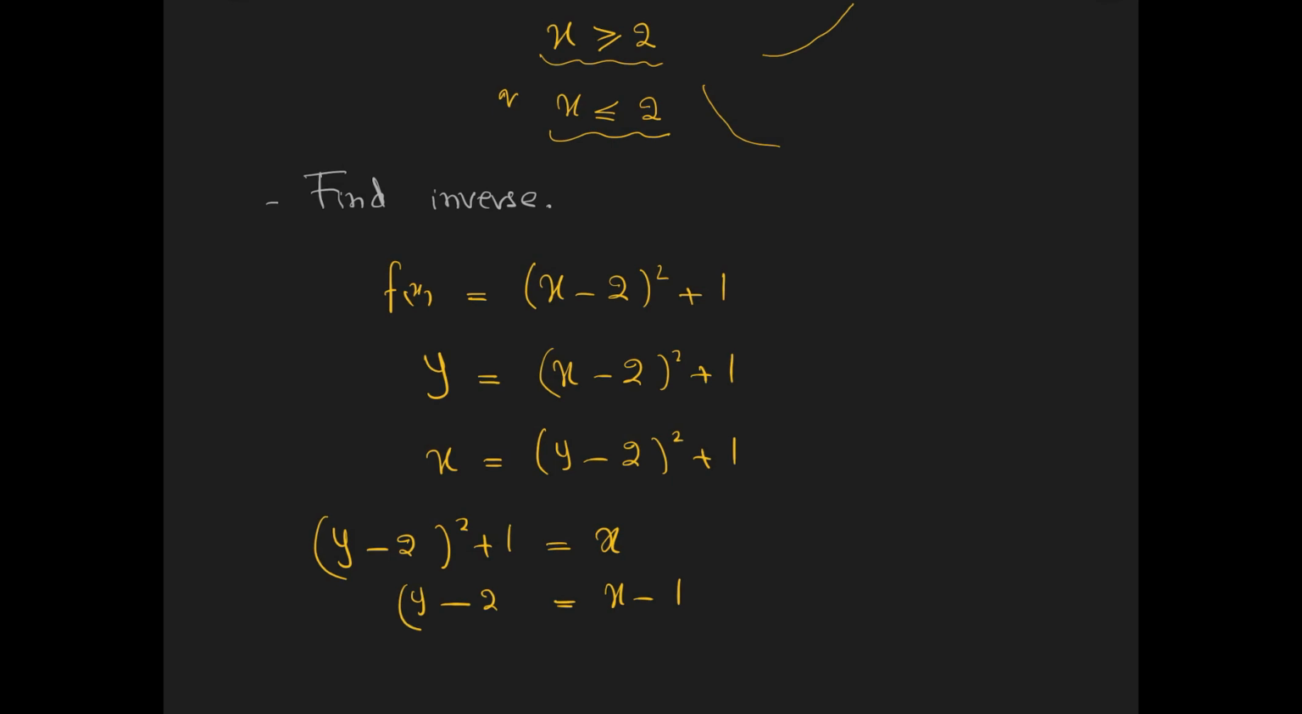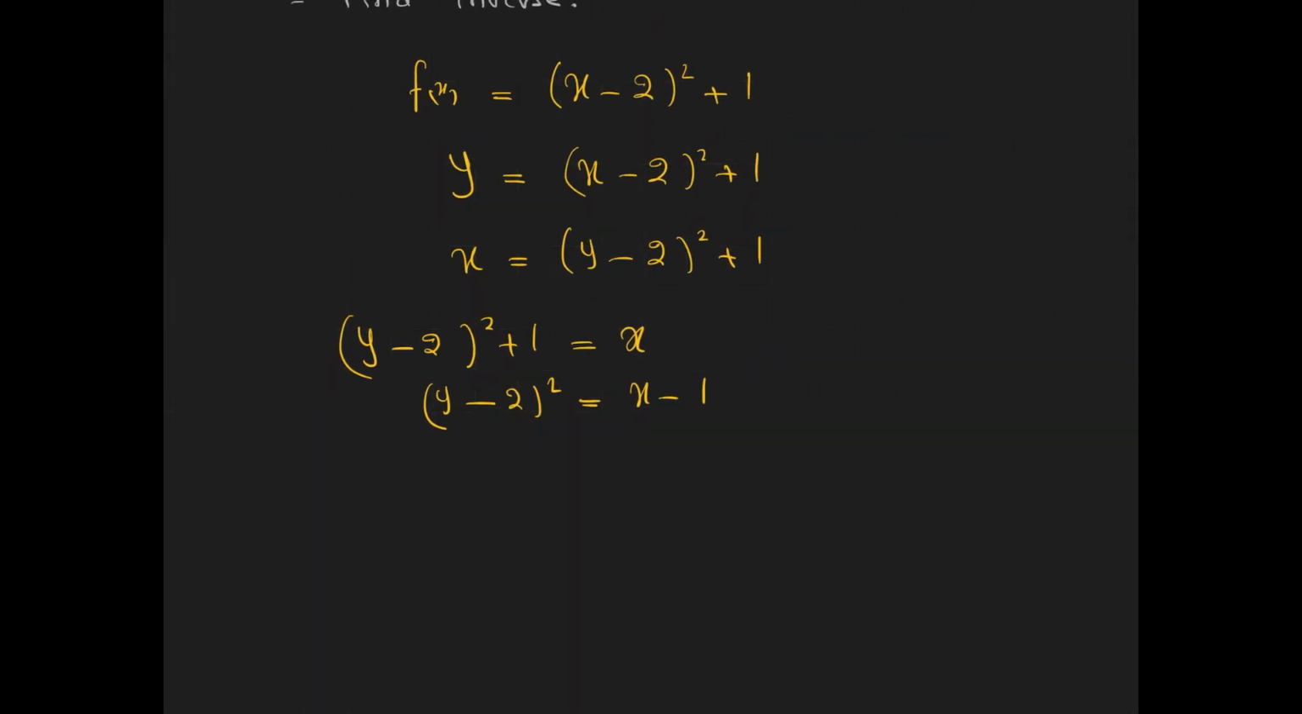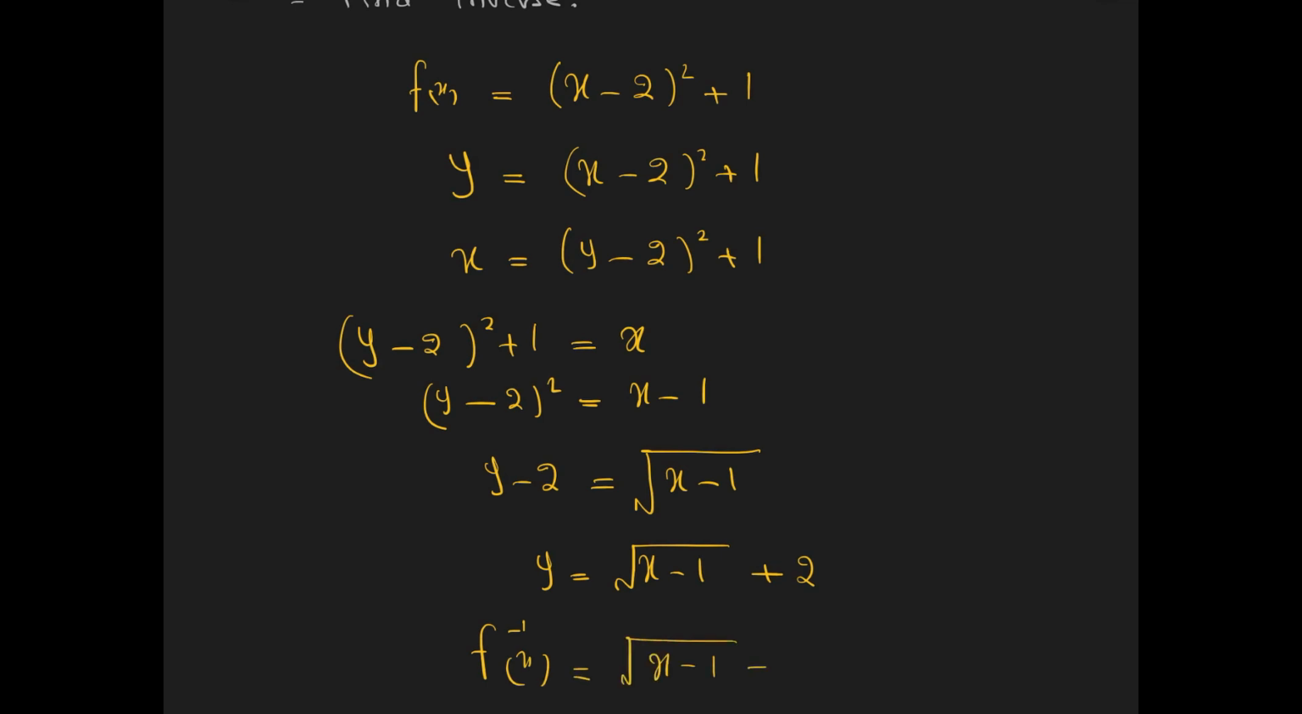Taking square roots on both sides, y minus 2 is equal to the square root of (x minus 1), or y is equal to the square root of (x minus 1) plus 2, which is the inverse of the given function. So f inverse of x is equal to the square root of (x minus 1) plus 2.